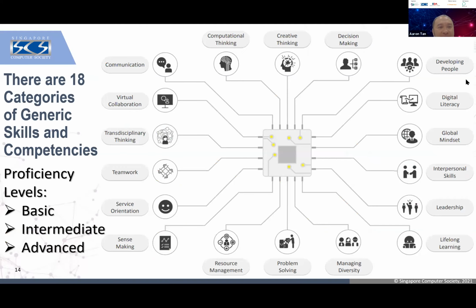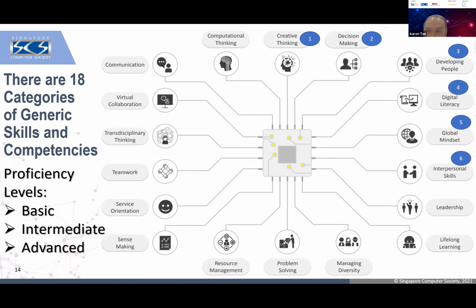So there are also about 18 categories of generic skills. This is where you need to apply a lot of arts. Just now I mentioned arts and science, and this is a lot of arts here. First, you need to have creative thinking, how to do decision making, and of course developing people, as well as digital literacy and global mindset.